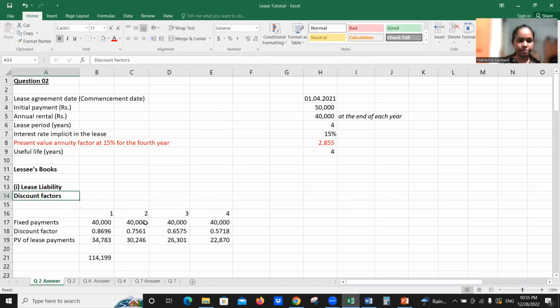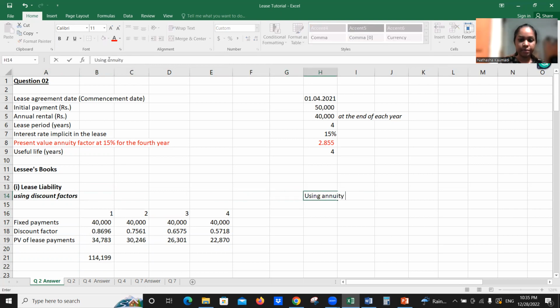Using discount factors. Okay. So if we are not given an annuity factor, you can discount in the normal way. So 114,199. That is the present value of the lease payments, so that means the lease liability. Now, if you are having the annuity factor, in this question you have the annuity factor given. How to do that? Very easy. You have the annuity factor 2.855.